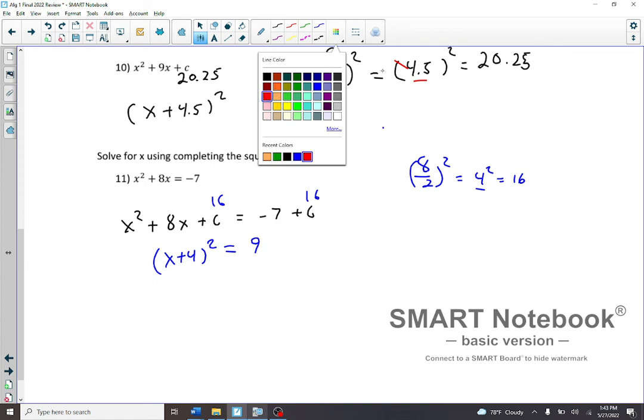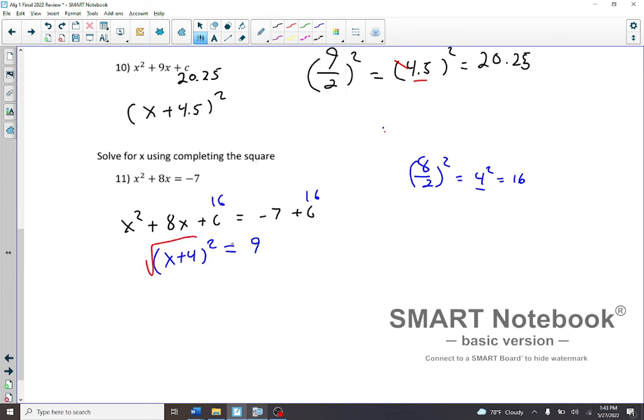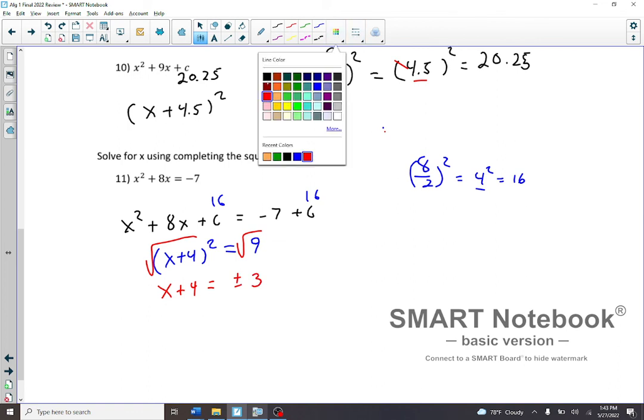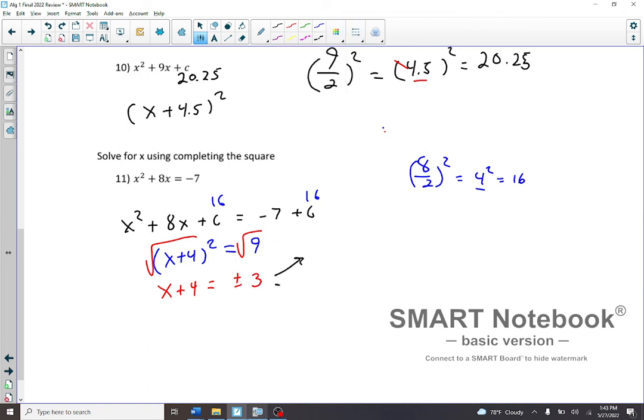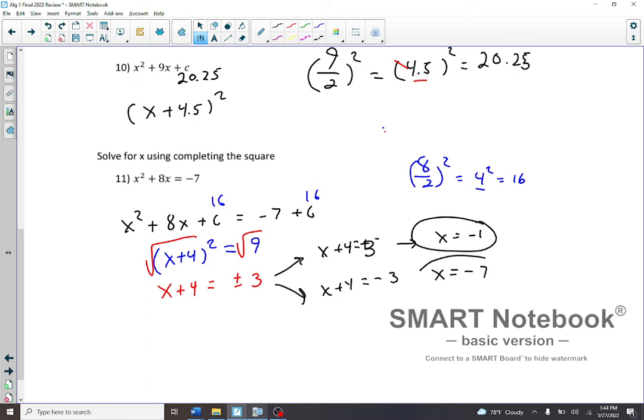Now we're going to square root both sides. So square root this side, square root that side. X plus 4 equals plus or minus 3. And because we have a plus or minus, we're going to have to split it into two separate problems. X plus 4 equals positive 3. And x plus 4 equals negative 3. So this is going to be x equals negative 1. And then x equals negative 7. So your two answers are negative 1 and negative 7.